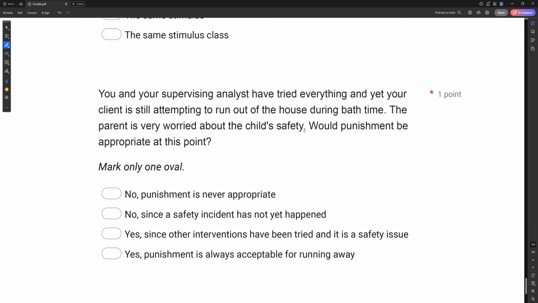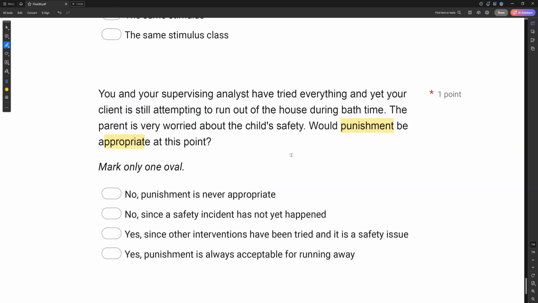You and your supervising analyst have tried everything, and yet your client is still attempting to run out of the house during bath time. The parent is very worried about the child's safety. Would punishment be appropriate at this point? Now, why would a question ask about punishment and the appropriateness of punishment? Well, ABA is reinforcement first. Right? We want to try reinforcement before punishment, or we want to exhaust all our options before we resort to a punishment procedure. And so when they're asking about if punishment is appropriate, they want to know, is it ethical?